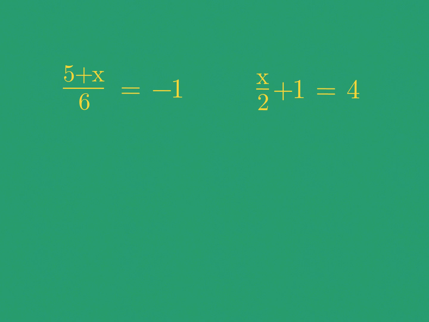What are you probably going to get rid of first in the equation on the right? Probably going to get rid of the 1, right? Here's your line. How do you get rid of the positive 1? Right. You subtract 1. 1's cancel. You are left with X over 2 is now equal to what? 4 minus 1. Positive 3.